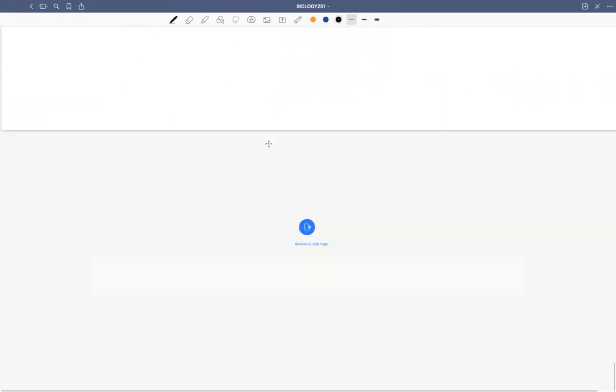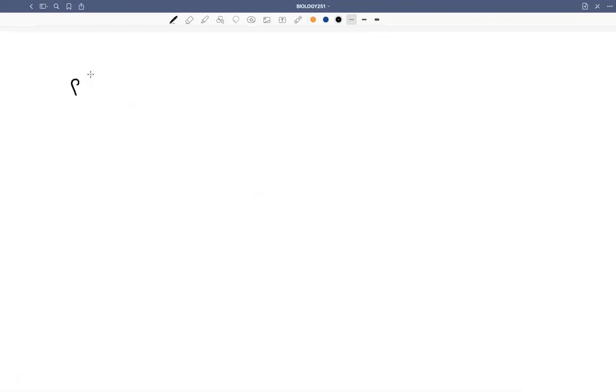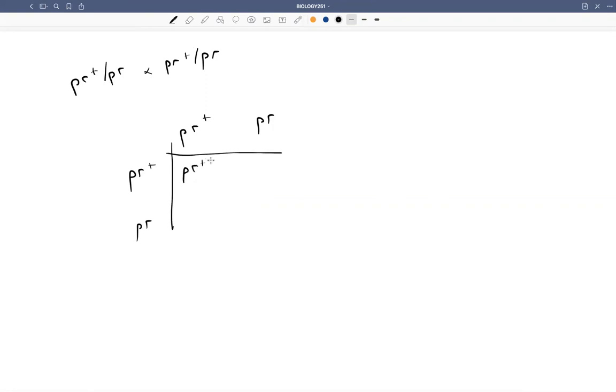So we could do that cross. So it's just a pair of heterozygous individuals. And our Punnett square becomes PR plus or PR for one parent, PR plus or PR for the other parent. And some of those individuals would be homozygous dominant. Some of those individuals would be heterozygous, heterozygous again. And here we've got homozygous recessive.